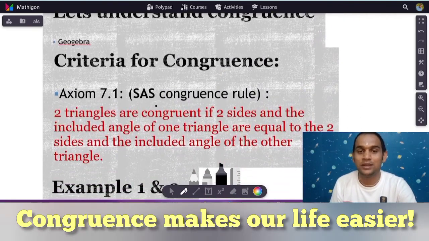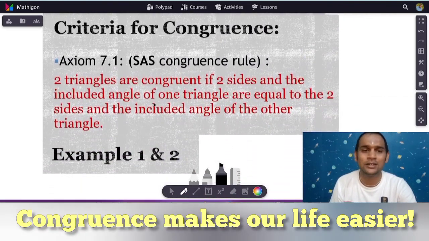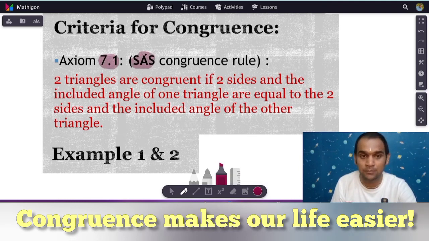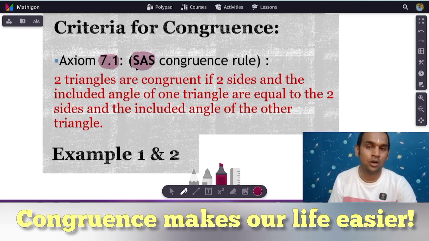So that is how we discuss the criteria of congruence. Now let us move on to axioms and theorems related to criteria of congruence. The first axiom we have is axiom 7.1, which says the SAS congruence rule. Now, why is it an axiom? Because we cannot prove it with the help of previously known axioms, postulates or theorems. That is why it is taken as an axiom.